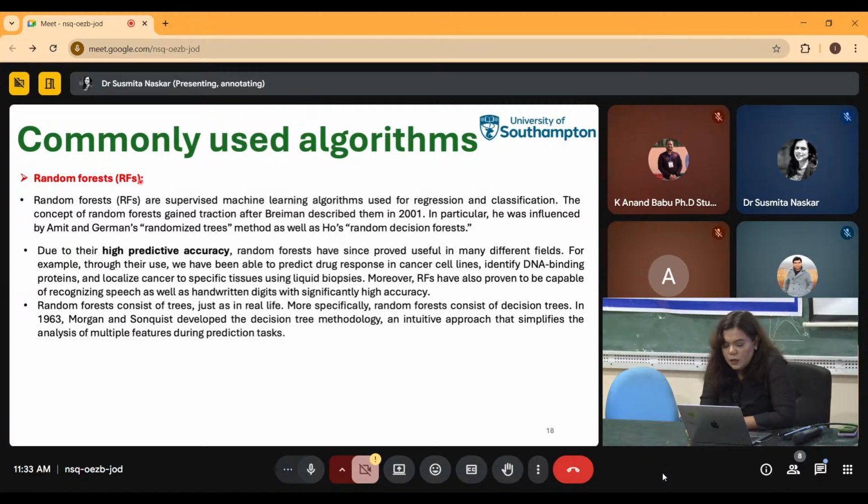Okay. So what makes random forests stand out is their high predictive accuracy. They have been applied successfully in many areas, for instance predicting drug responses in cancer cell lines, identifying DNA binding proteins, and even localizing cancer to specific tissues. Beyond biology, they have also been used for recognizing speech as well as handwritten digits with remarkable accuracy. So one of the very big advantages is their high predictive accuracy, as we say.